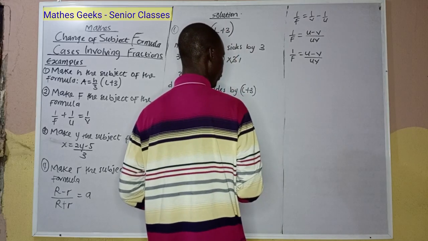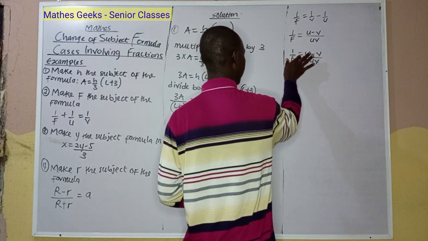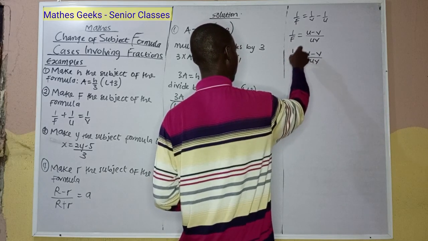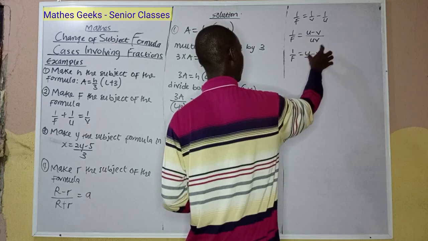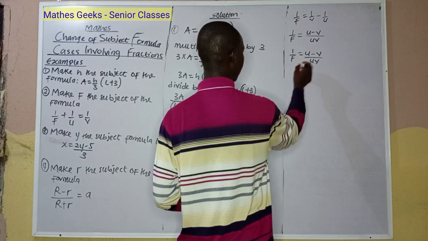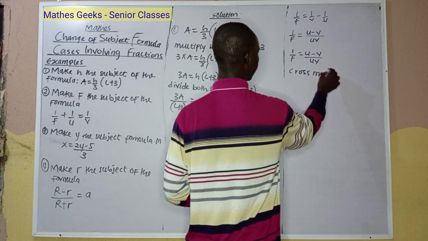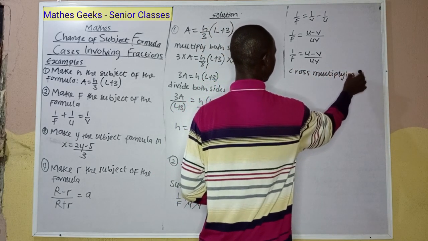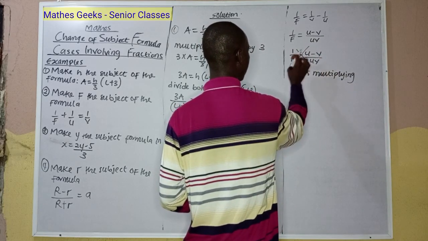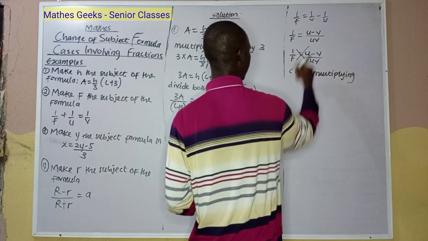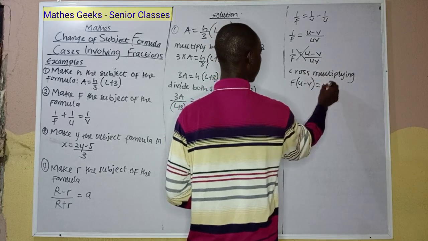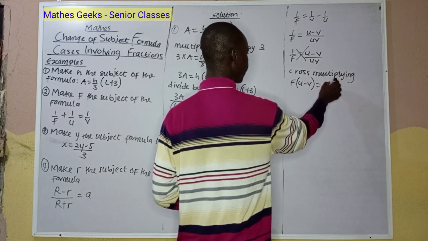So the next thing is, since this is an inverse or reciprocal, we could just flip it: f over 1 equals uv over u minus v. But I don't do it that way. I'm going to cross multiply. So cross multiplying means this numerator will multiply the denominator, and this denominator will multiply this numerator. So cross multiplying gives us f(u minus v) equals uv times 1, which is equal to uv.